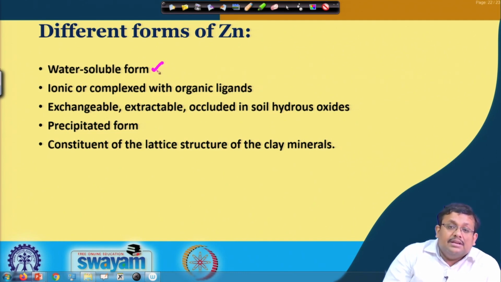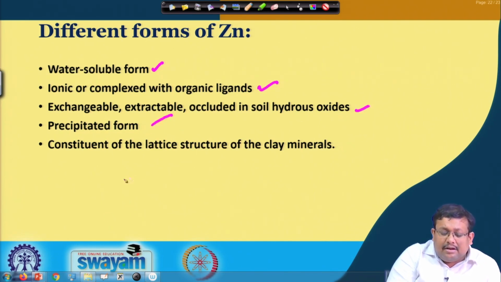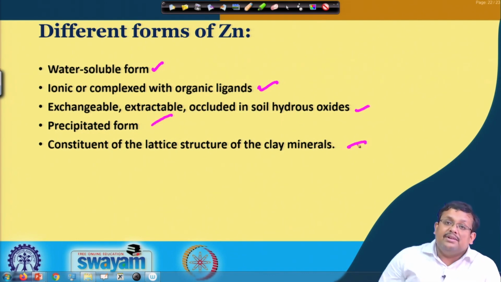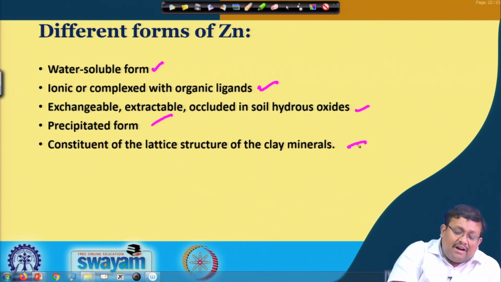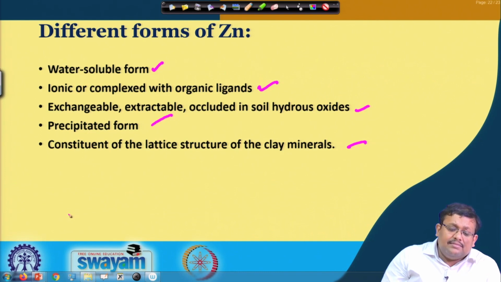Different forms of zinc. If you consider different forms of zinc, you can see the water soluble form is important, and also ionic forms complexed with organic ligands, then exchangeable, extractable, occluded in soil hydrous oxide, precipitated form, and constituent of the lattice structure of the clay minerals. So, you can see in all 5 forms zinc is present in the soil.